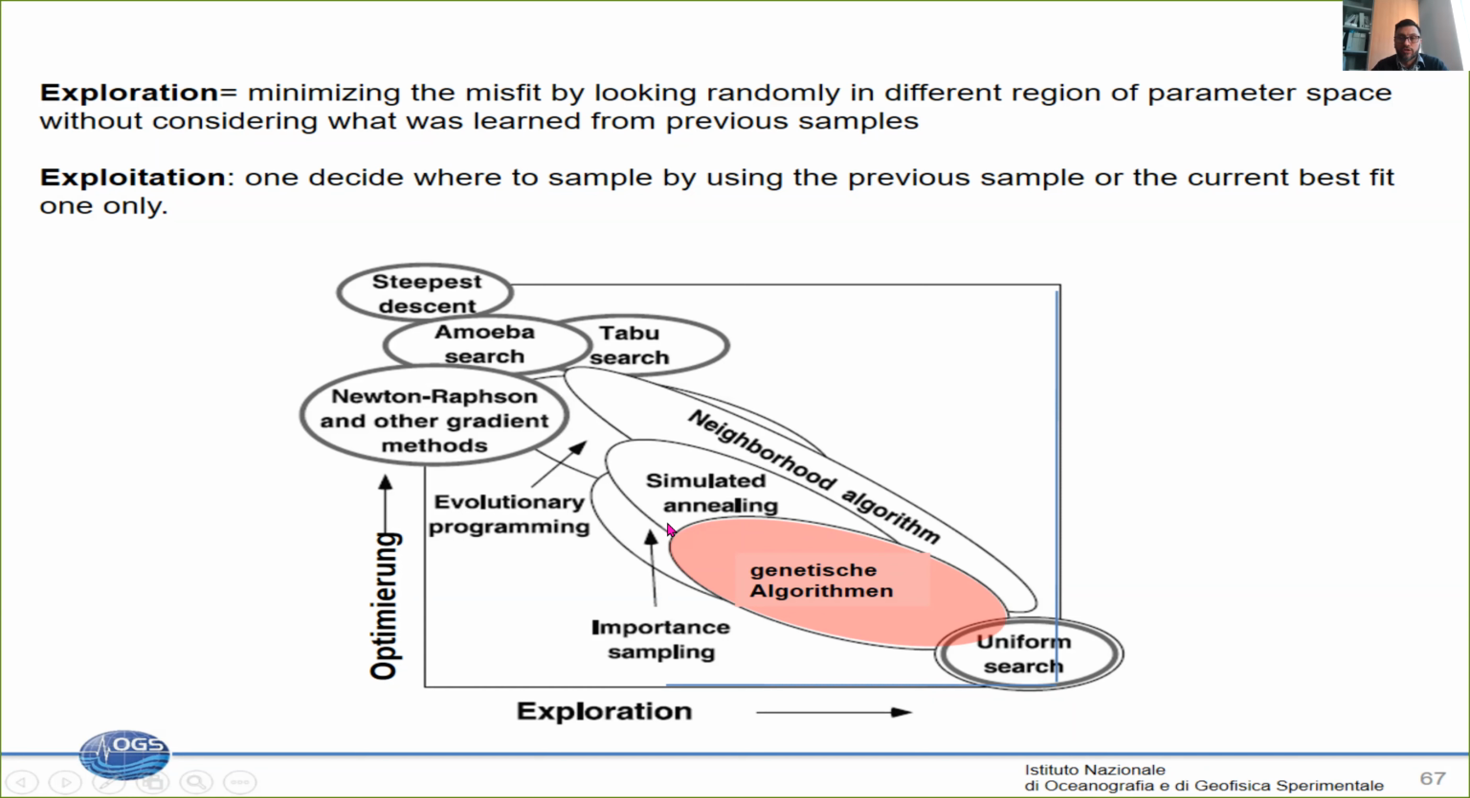So in general, there are some methods like simulated annealing, genetic algorithms, or neighborhood algorithms that offer a compromise between a uniform search that can be very time consuming and heavy from the calculation point of view, and methods that can converge too fast, may not explore many models, and have a risk of sticking in a local minimum of the solution.